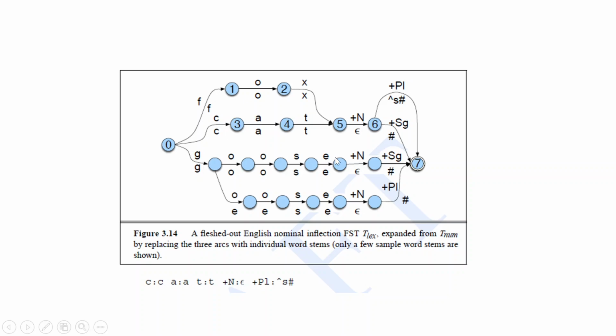Similarly, goose and geese can also be written like this. So this is the finite state transducer for English language nominal inflection. We have put it in only for some words, not for all. If you want all the words in the English language, they have to be generated here.